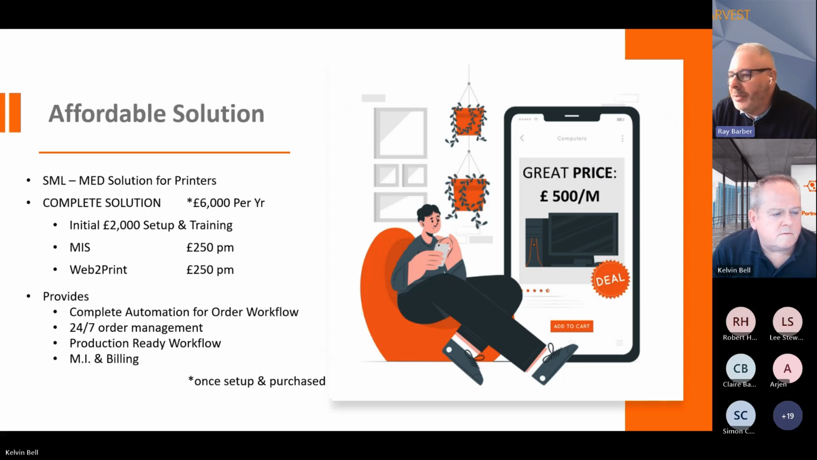Timeharvest is £250 per month, and Vpress is £250 per month, and what that gives a company is complete automation for all the workflow. As we've mentioned, it's 24/7 order management, 365 days a year. It's production ready. All of the pre-flight and pre-press is done within the templates in Vpress, and it hits Timeharvest straight into your production workflow. Production pick it up, and we've got all that management information and billing ready to go straight through the system.